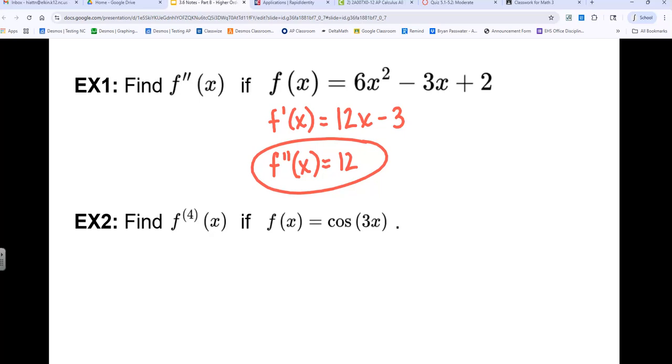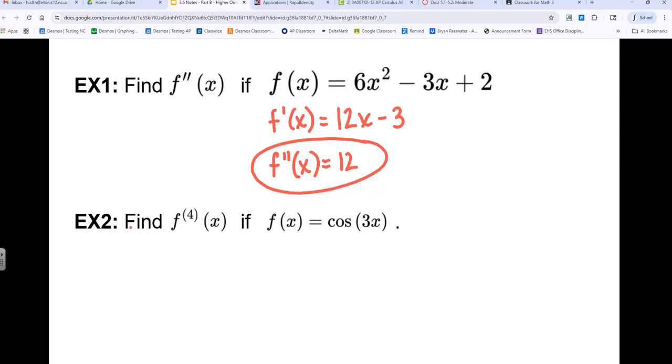What would the third derivative of that be? 0. What's the fourth derivative? Still 0. Anything past that would be 0, right? So those are super simple. Example 2 is a little harder, but trig sort of repeats itself, right? The derivative of cosine is negative sine, and the derivative of sine is cosine, and you just keep on going, right?